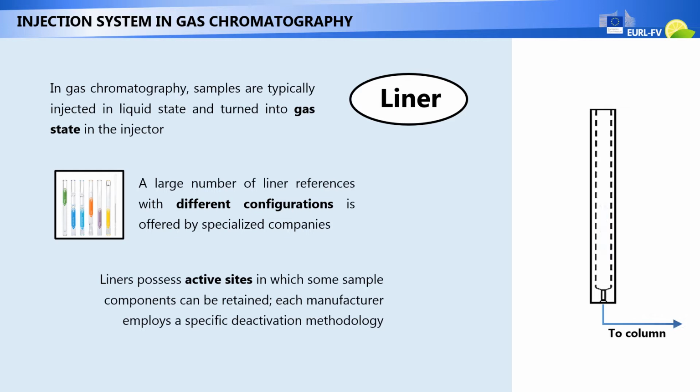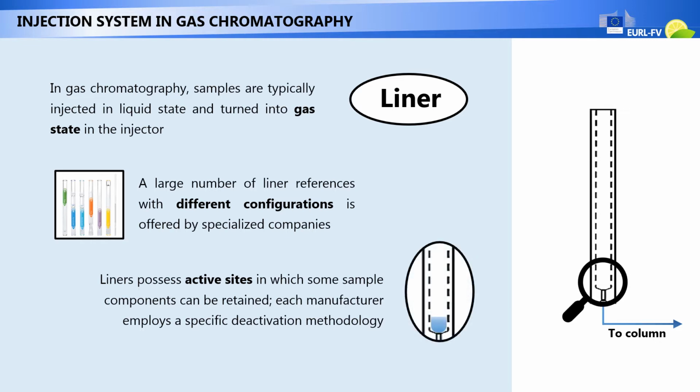There are a lot of geometries and configurations, and also various companies providing unique features to the liners. One of the main differences among the manufacturing companies is the glass deactivation. Liners possess active sites where certain matrix components or even the analytes can be adsorbed, and each company performs a specific deactivation process to eliminate these active sites. However, all these characteristics might be confusing, and one might have difficulties in choosing an appropriate liner.